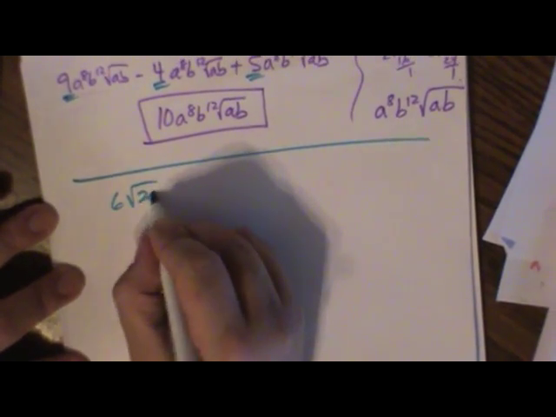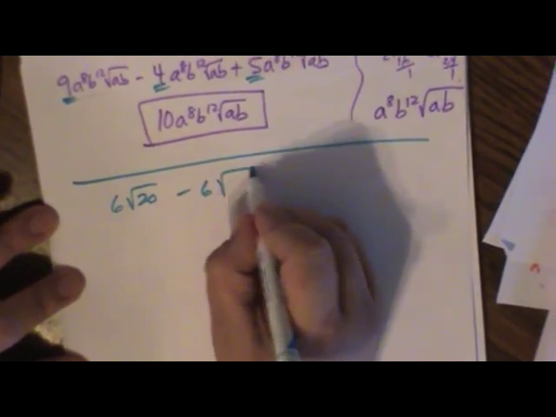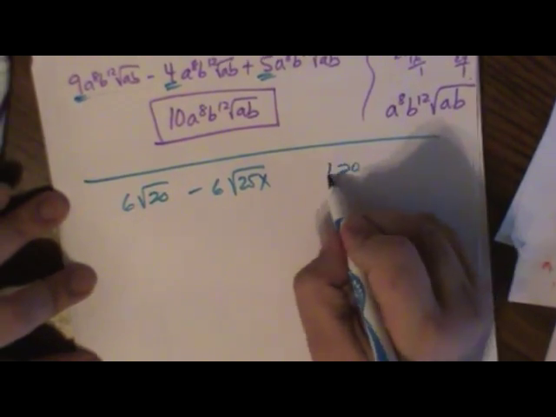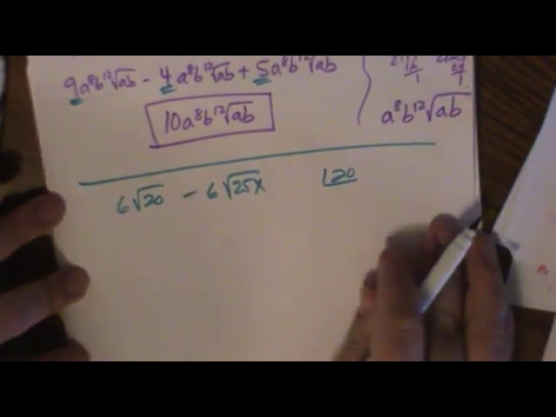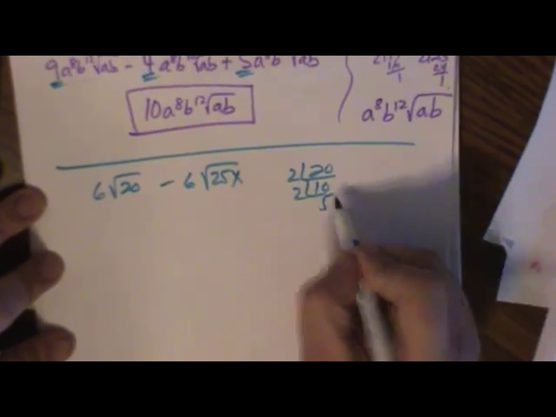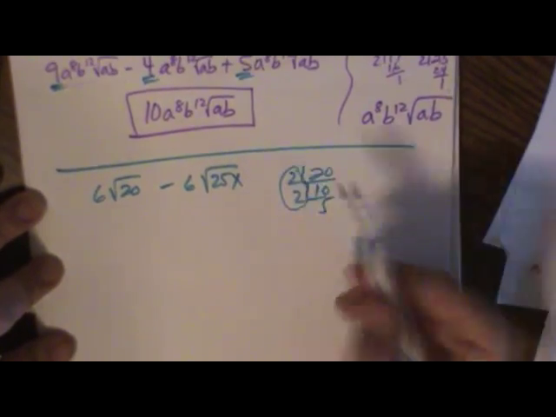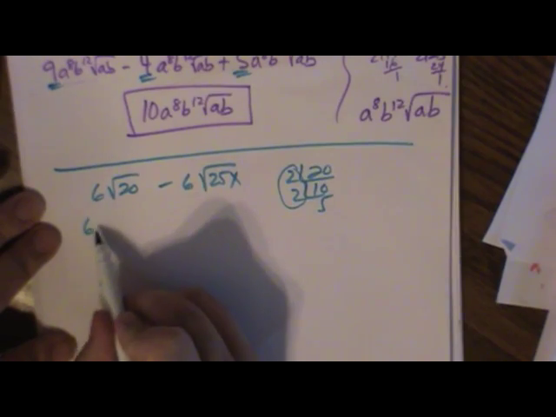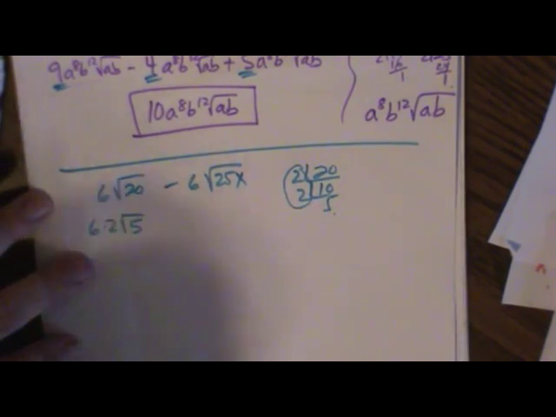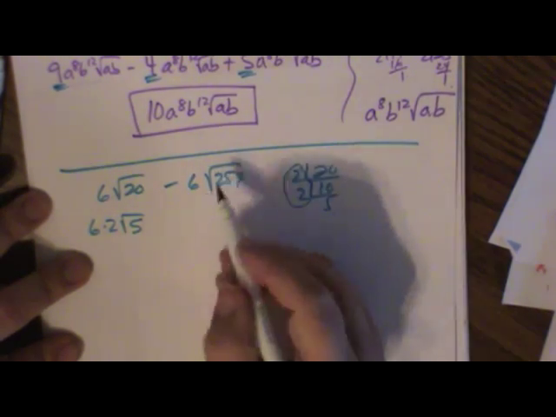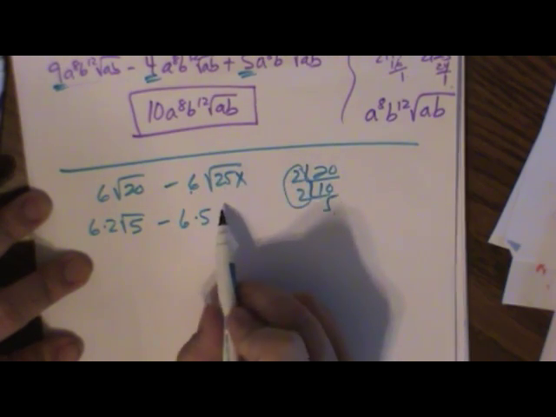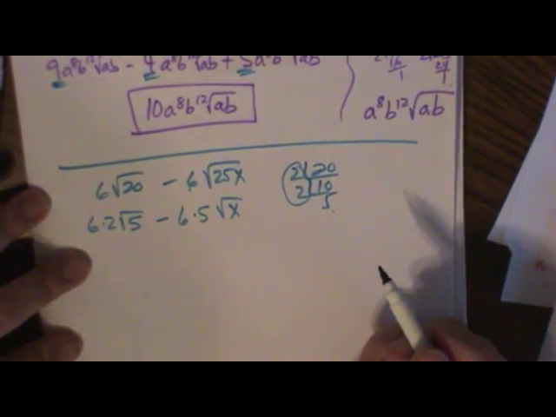6 square root of 20 minus 6 square root of 25x. Well, we're going to do the factorization of 20 to find out how many pairs we have. We've got 10, 2, and 5. So we got a pair of 2's, so a 2 comes out. So 6 times 2, and 5's left inside. And we know 5 times 5 is 25, so we bring a 5 out that multiplies the 6, and then the x stays inside.